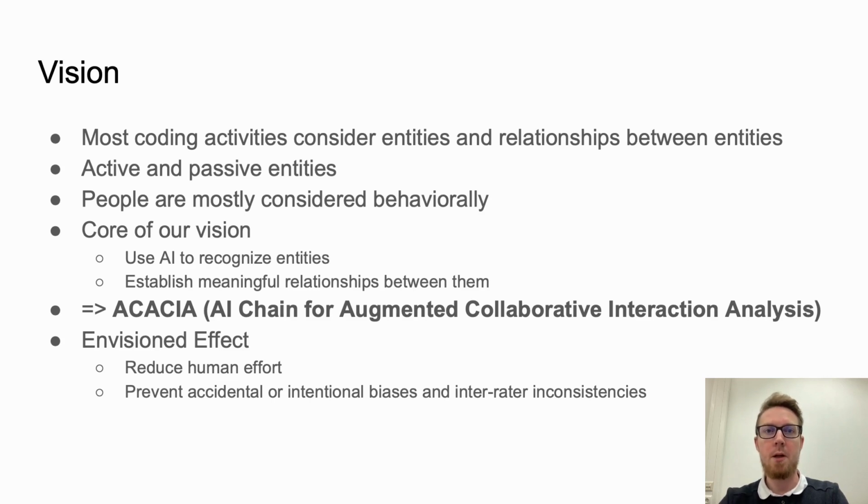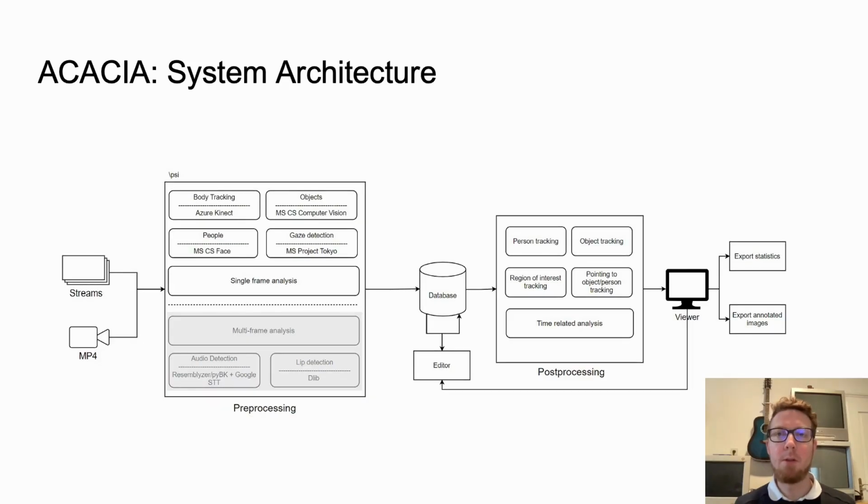For this, we introduce ACACIA, which stands for AI Chain for Augmented Collaborative Interaction Analysis. Now I'd like to explain our system based on the most relevant parts. First, our system will import video data. We suggest using Azure Kinect to record both RGB and depth information. Afterwards, in the pre-processing step, we are using external services such as Microsoft's cognitive services or their Project Tokyo to extract static entities like faces, people, and objects.